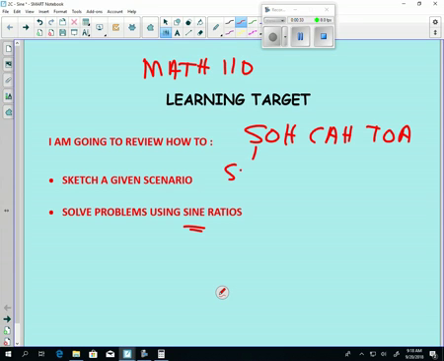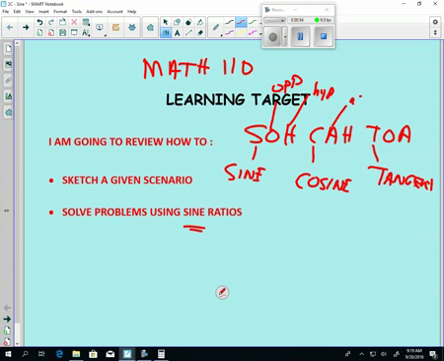The S stands for sine, the C is for cosine, and the T is for tangent. And the O, of course, refers to the opposite side. The H is the hypotenuse. A is the adjacent side. So these are little memory aids to help you remember which function to use.